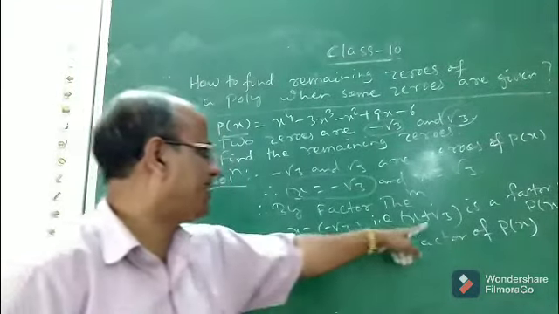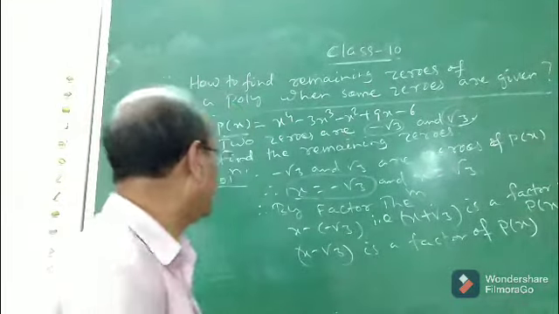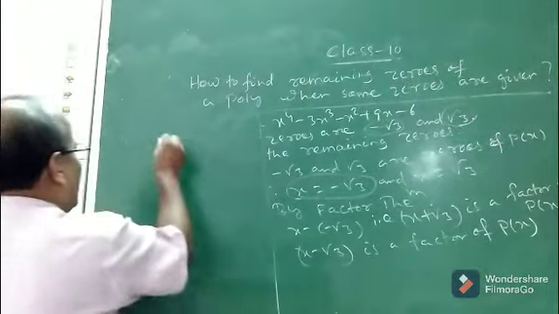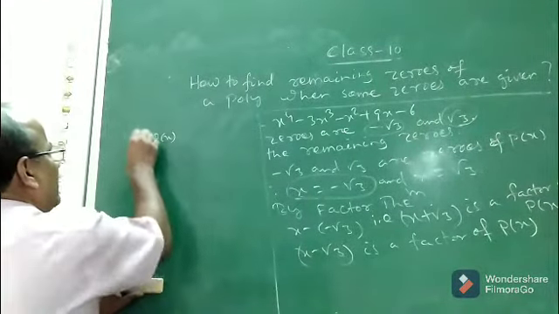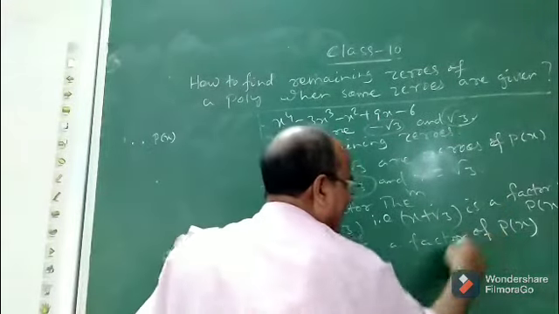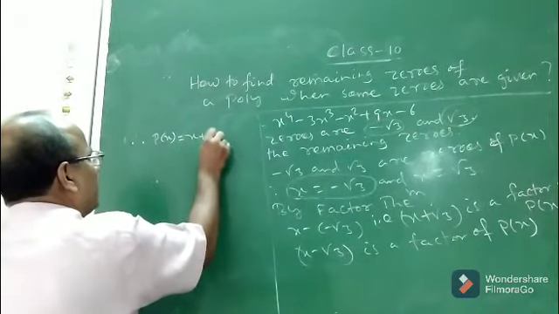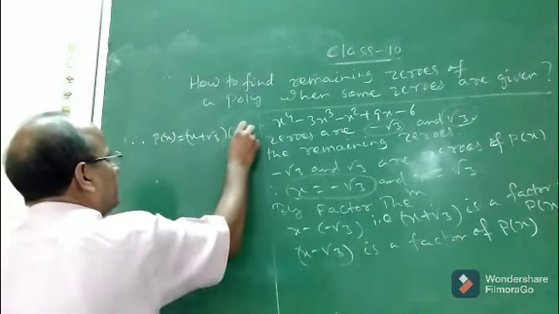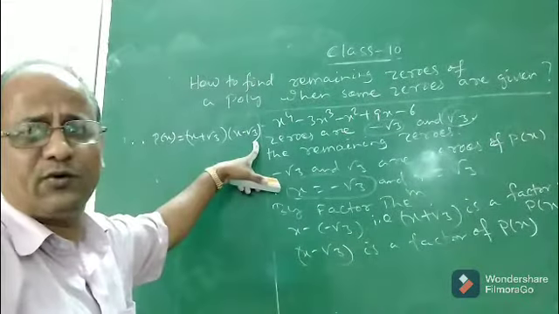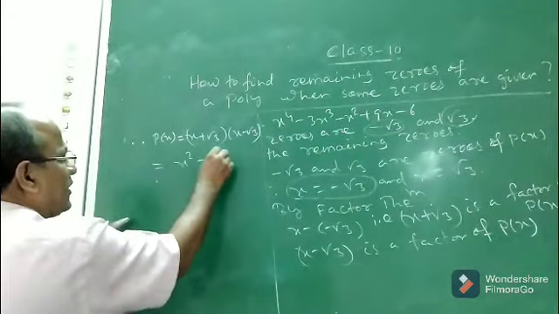Now see, if x plus root 3 and x minus root 3 both are factors of p of x, then what can we write? Since x plus root 3 and x minus root 3 both are factors of p of x, p of x will be equal to x plus root 3 into x minus root 3. Okay, that means it will be equal to how much? It will be equal to x square minus 3.